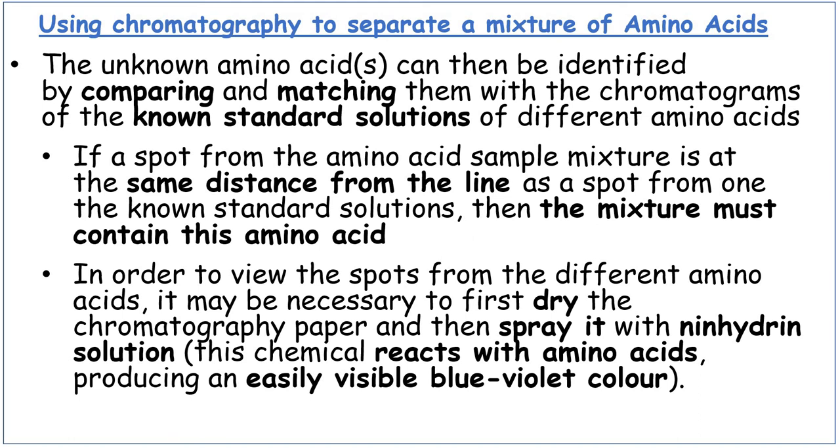In order to view the spots from the different amino acids, it may be necessary to first dry the chromatography paper and then spray it with ninhydrin solution. This chemical reacts with amino acids, producing an easily visible blue-violet colour.